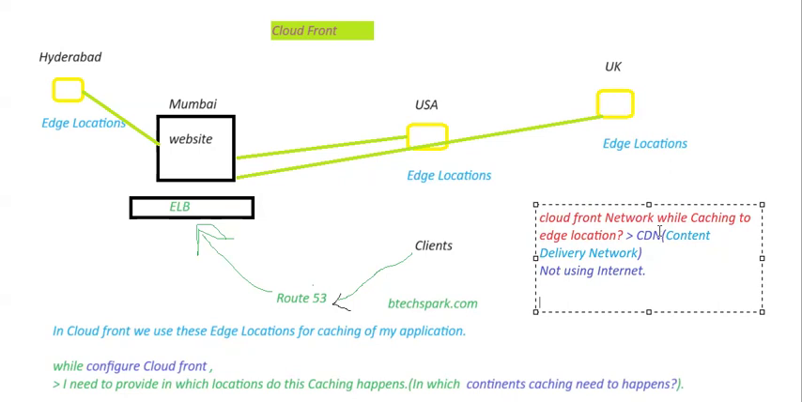So all your application data is cached to edge locations. By using which network? Content delivery network. Okay, CDN. Now, how much time will my whole application require to become cached? Yeah, let's move on with this only.